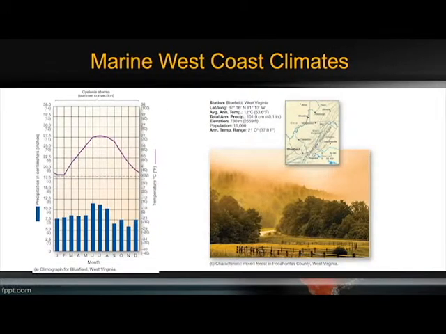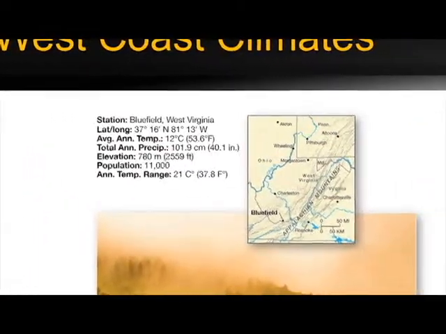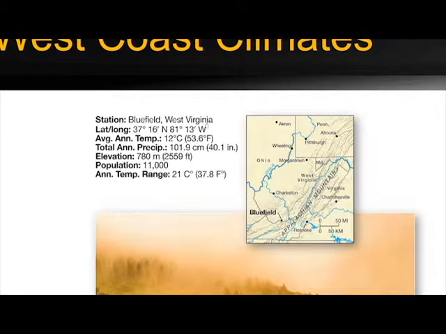The third one is the marine west coast type of climate, but look where you find it. Bluefield, West Virginia. So how can we explain finding marine west coast on the east coast of the United States? The only explanation is elevation. Look at that, 2,500 feet. So the altitude makes this region have a different type of climate.